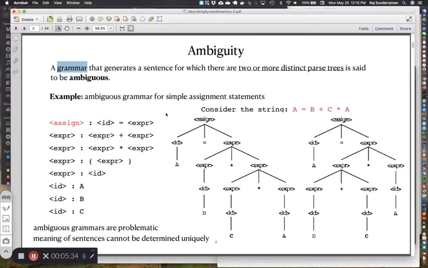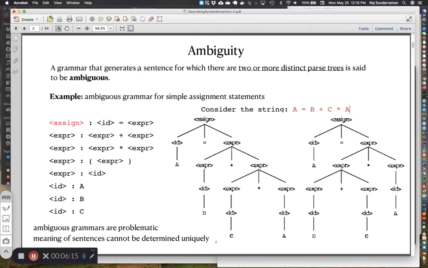The definition is that if the grammar generates a sentence or a string, sentence is the word used for the terminal string at the end, basically the whole program or an expression you write, that's called a sentence. A grammar that generates a sentence for which there are two or more distinct parse trees is ambiguous. So not for every sentence, but at least one sentence. That's what this one says.